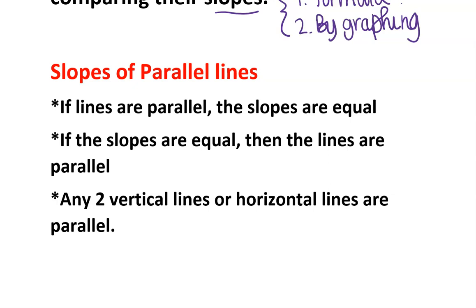Any two vertical lines or horizontal lines are parallel. So if you have two lines that are x equals 7 and x equals 9, they're going to be parallel. If you have two lines that are y equals 3 and y equals -1, those lines are going to be parallel as well.